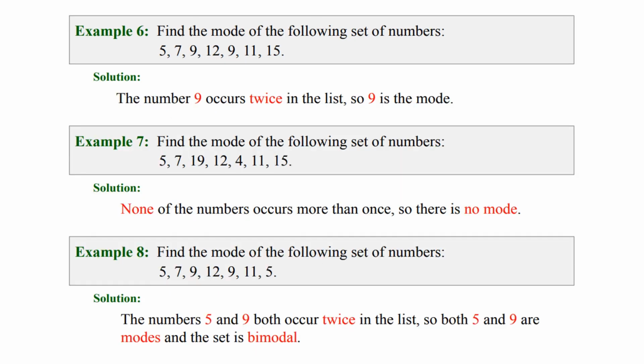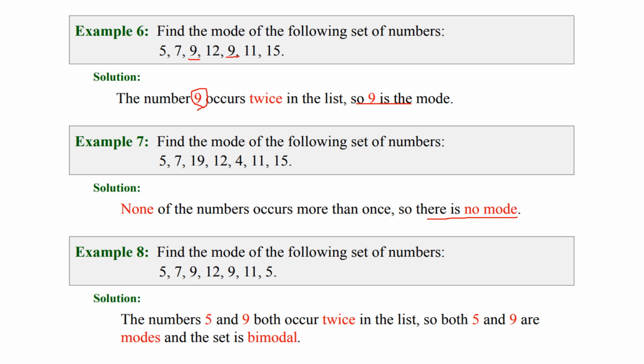Next we talk about mode. Which number is repeating? The number 9 is repeating 2 times, so 9 is the mode of the data. And then in question 7, we don't have a repeated number here, so we can say there's no mode.